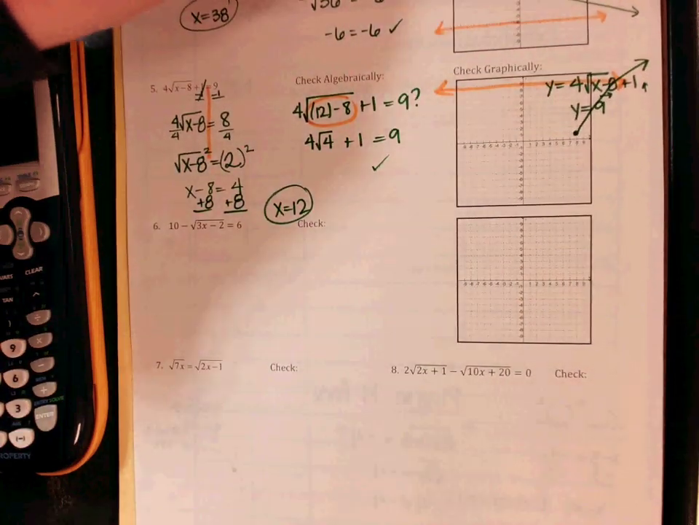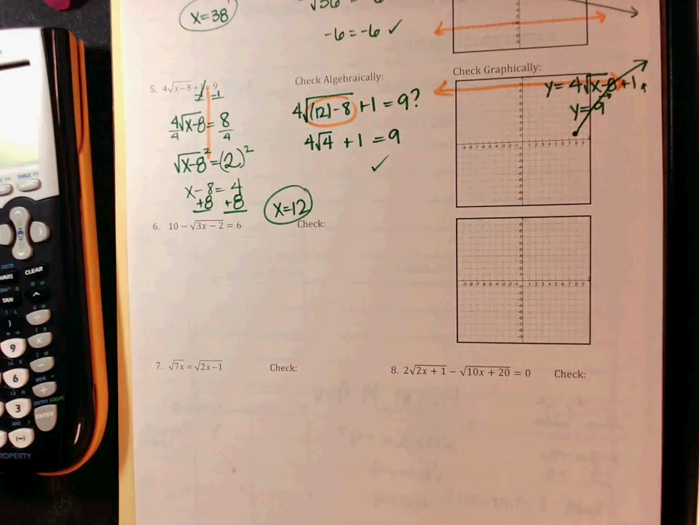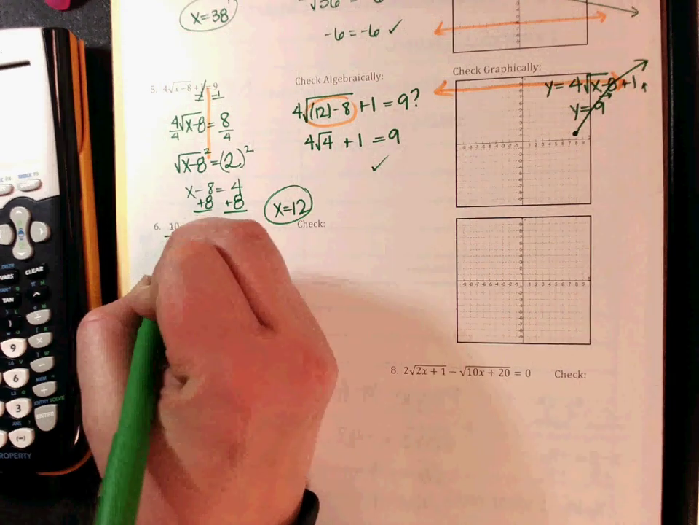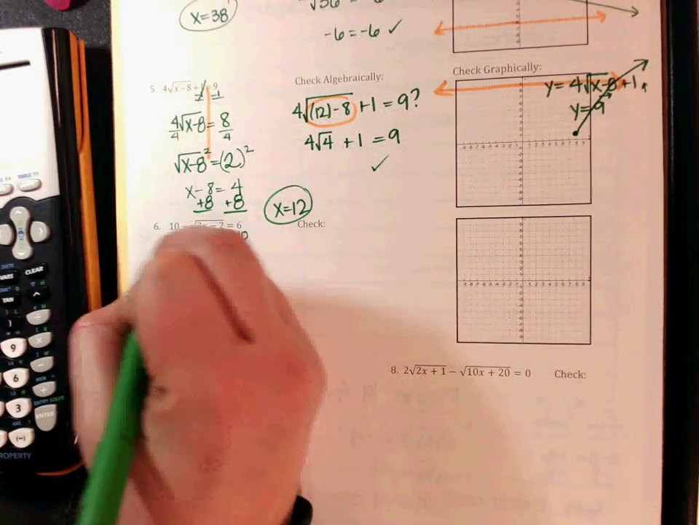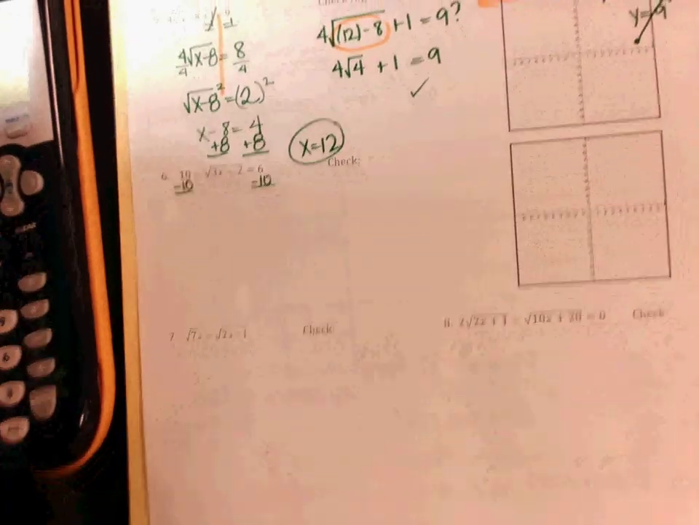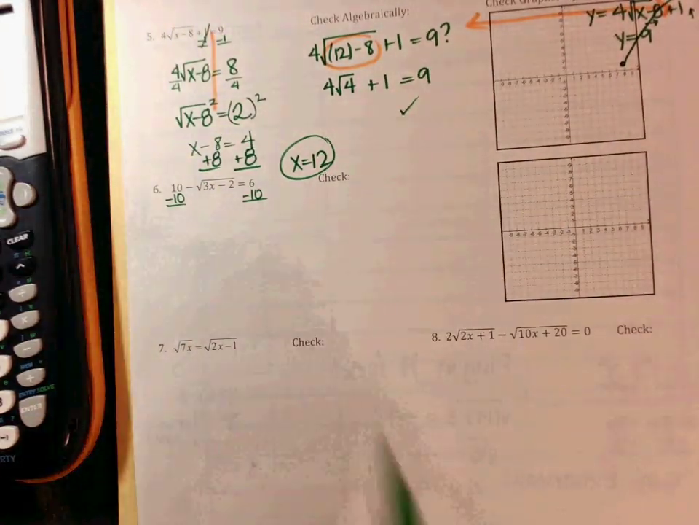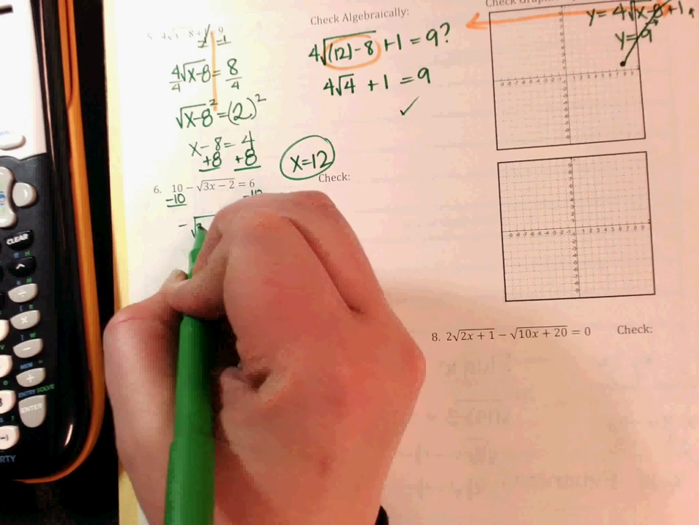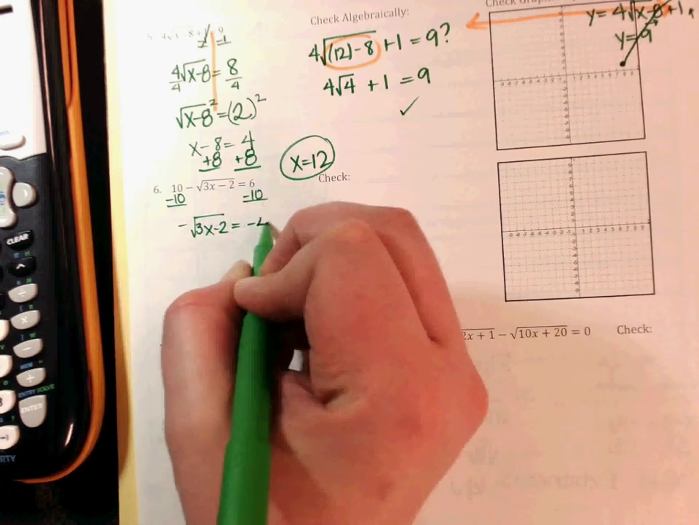Okay, and we're going to run through these last couple. So look at number 10. What would I have to do first? Okay, minus the 10. What is 6 minus 10? This is number 6 on the back of your notes. Okay. So I have this, -4.